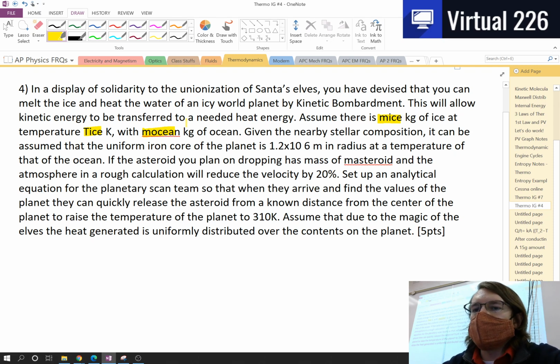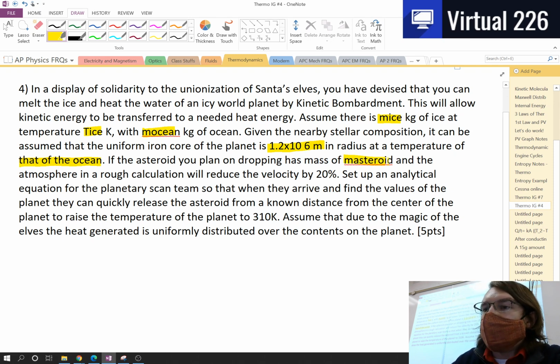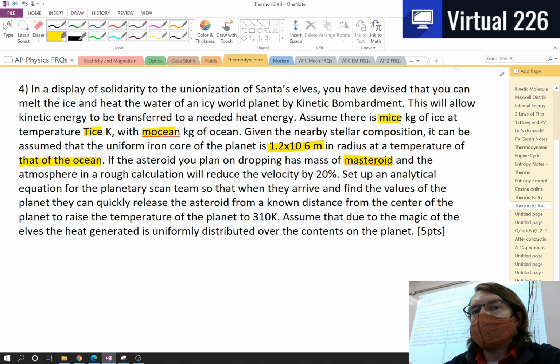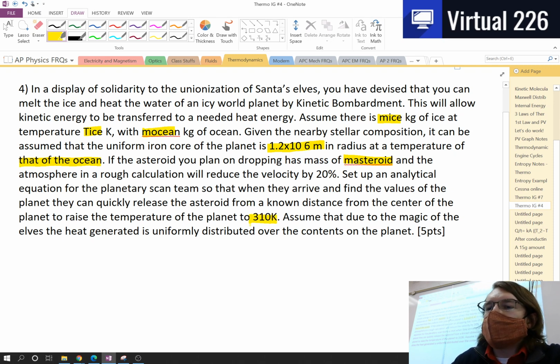Given the nearby stellar composition, we can assume that the core of this planet is a uniform iron core that is 1.2 times 10 to the 6 meters in radius, and it's at the temperature of the ocean. Yeah, I know that's weird, but it's all at the same temperature. It makes our problem slightly easier. If the asteroid we plan on dropping on this planet, for the kinetic bombardment, has a mass of mass asteroid, and the atmosphere in a rough calculation is going to reduce the asteroid's velocity by 20%, what we need to do is set up an analytical equation for the planetary scan team so that when they arrive and find the values of the planet, they can quickly release the asteroid from a known distance from the center of the planet and raise that planet's temperature to 310 Kelvin.